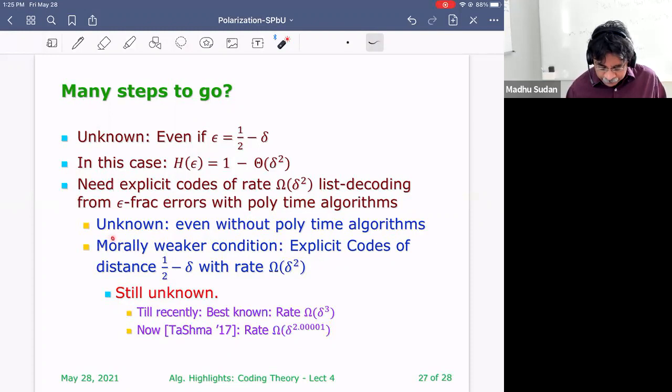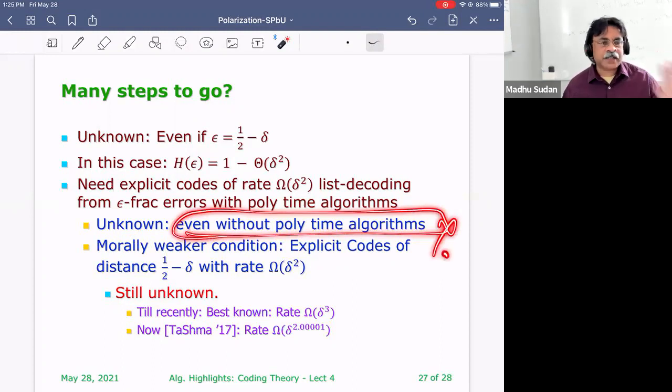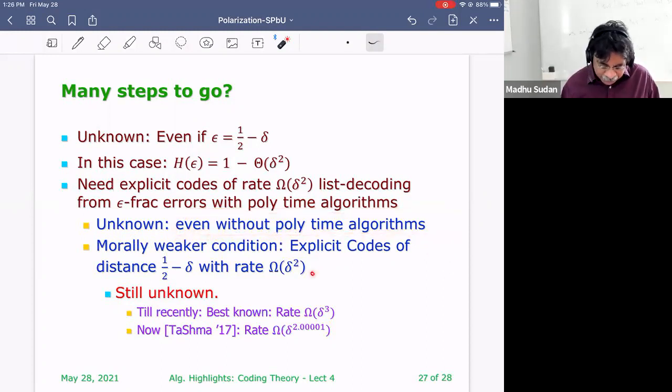Okay, so let's get simpler. Let's skip the requirement that the encoding and decoding are polynomial time. I just want an explicit family of codes. If I want to pick a code at random, I know it'll do it. I just want an explicit family of codes. Actually, I don't know how to do that. So explicit codes is still unknown.